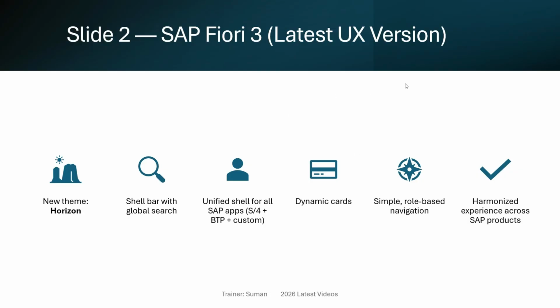SAP Fiori 3 is the latest UX version. The new theme in Fiori is Horizon. This Fiori Launchpad or Work Zone has a shell bar with global search. It has a unified shell for all SAP apps, S4 or BTP or custom, and it has something called dynamic cards in the analytical apps. It is simple role-based navigation. It is a harmonized experience across SAP products.